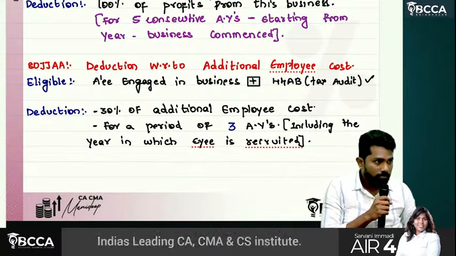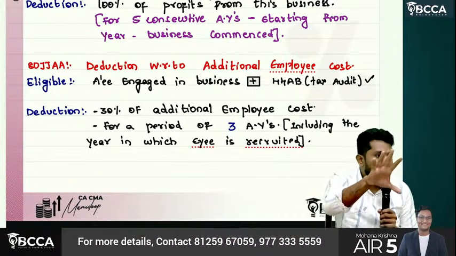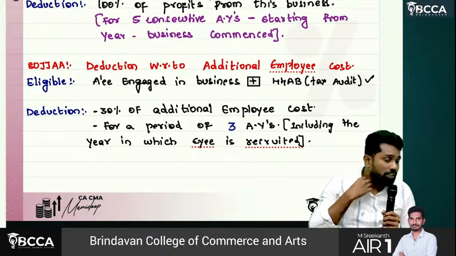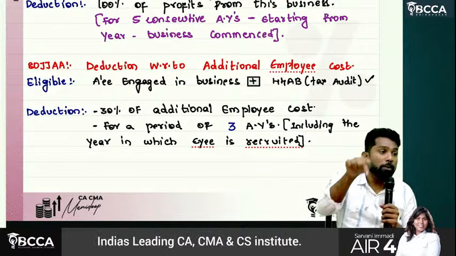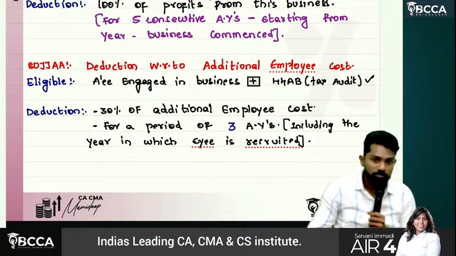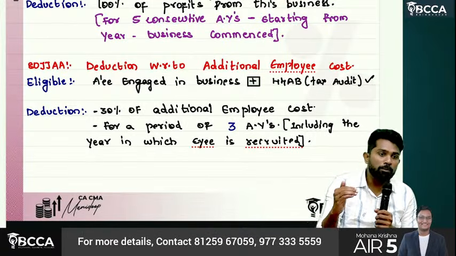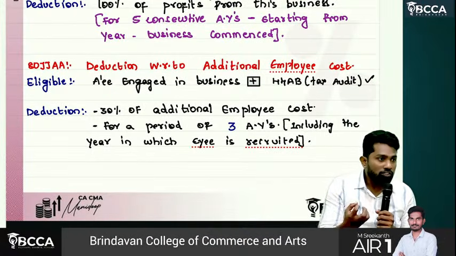Understand, sir? In simple accounting language, for 12 lakh rupees expense you are debiting 15,60,000 in P&L. Okay, if we debit more in P&L, what happens? Your profit will come down.